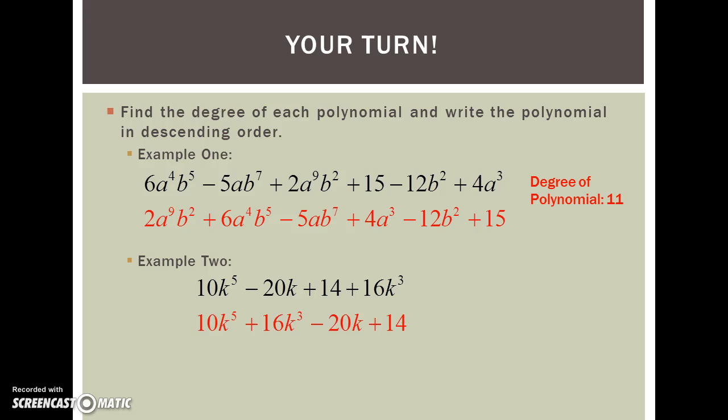In the second example, 10k to the fifth is going to stay first, but then we're going to move 16k to the third, minus 20k, plus 14, and the degree of this polynomial is 5.